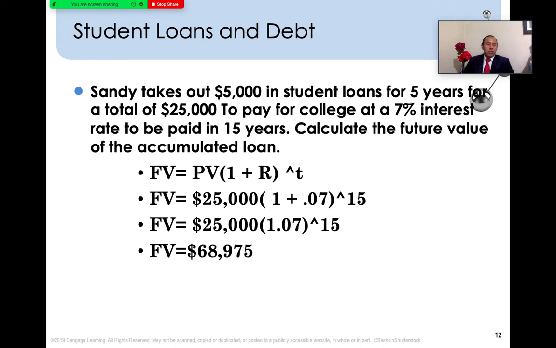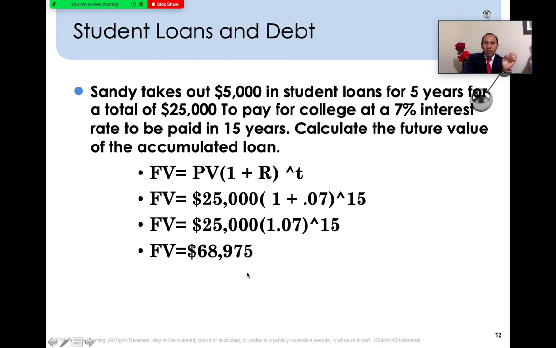And the reason I say student debt is essentially debt: if you're not collecting interest, you owe someone else interest. So we have the present value of the funds, which is $25,000, times 1 plus the interest rate, 7%, so 1 plus 0.07, to the power of time, 15 years. In this case, it could be compounded monthly, but we're using 15 years. 25,000 times 1.07 to the power of 15.